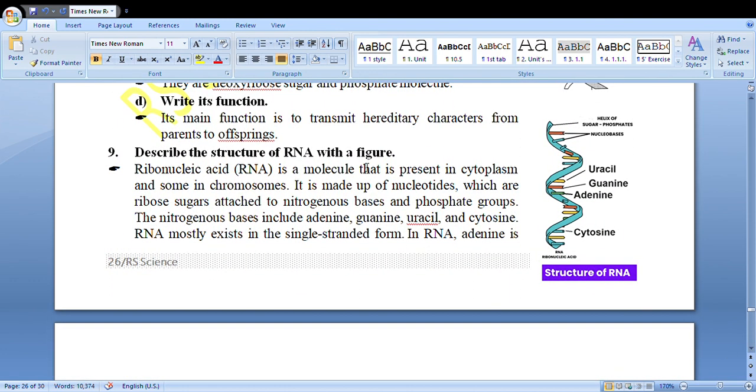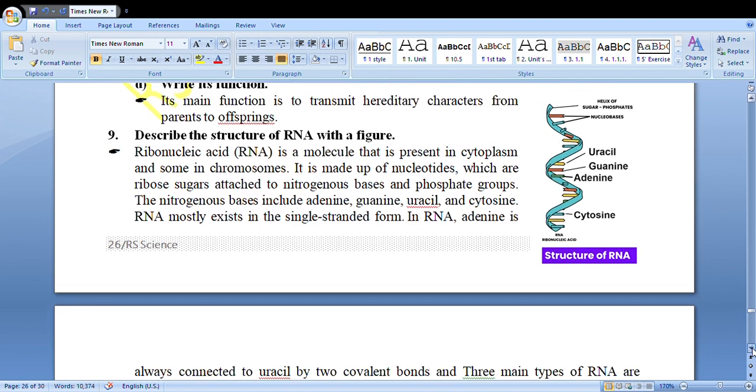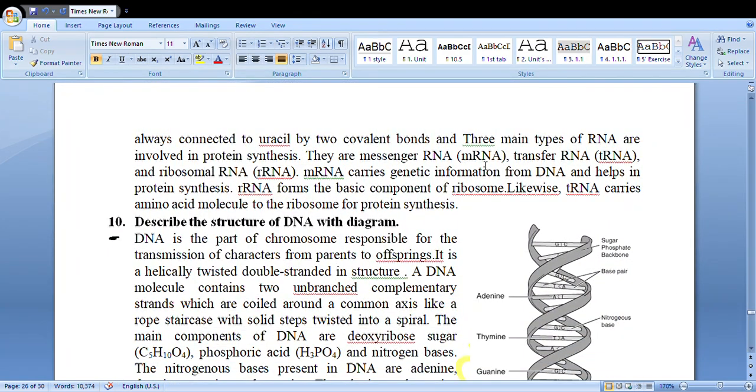Describe the structure of RNA. RNA structure is described here. It is single-stranded. Everything is described about it, you could learn yourself. There are three types of RNA: tRNA, mRNA, and rRNA. mRNA carries genetic information. So all RNA are described here.